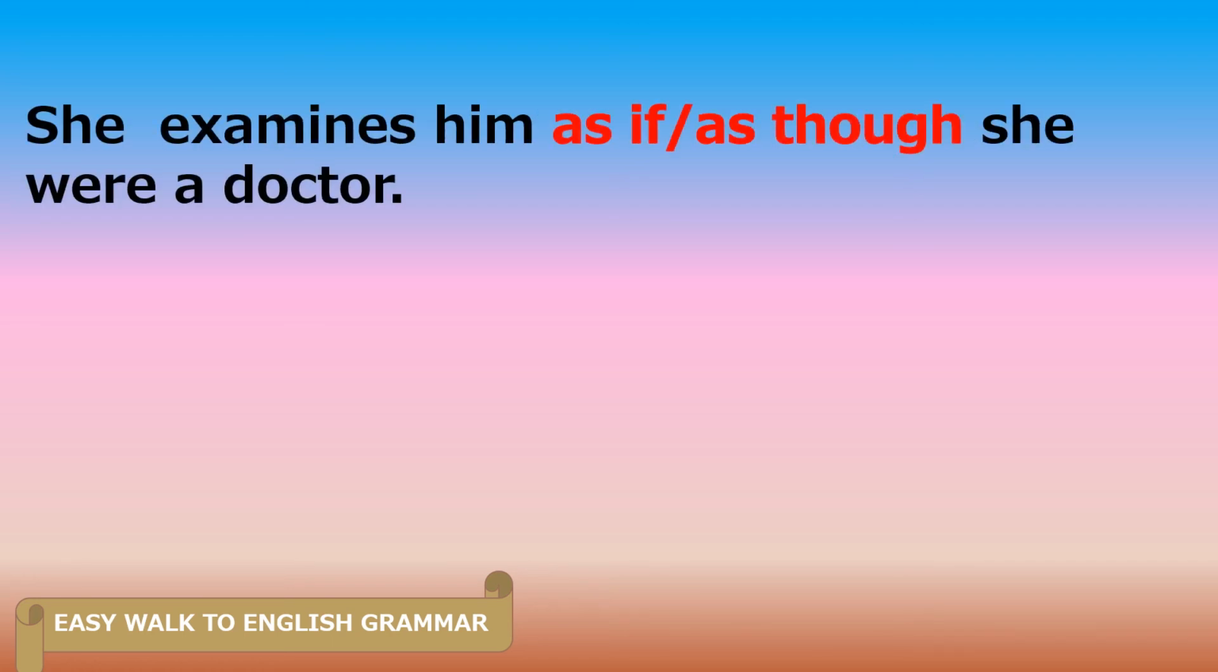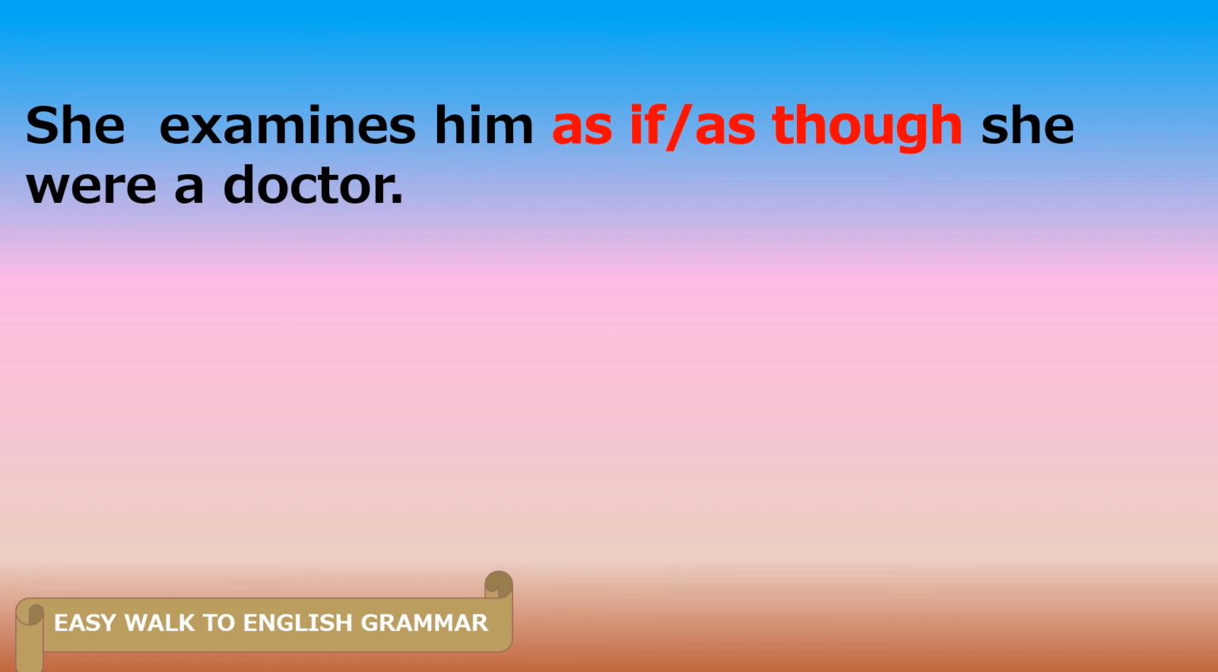To make the above said point clearer, we can go for two more examples. Here, at a glance, you may feel we are using the same sentence. She examines him as though she were a doctor. But if you closely observe, you can definitely see we have changed the tense form of the verb. In the previous section, we used examined, the past tense, but here we are using examines, the present form of the verb. But there is no change in the meaning.